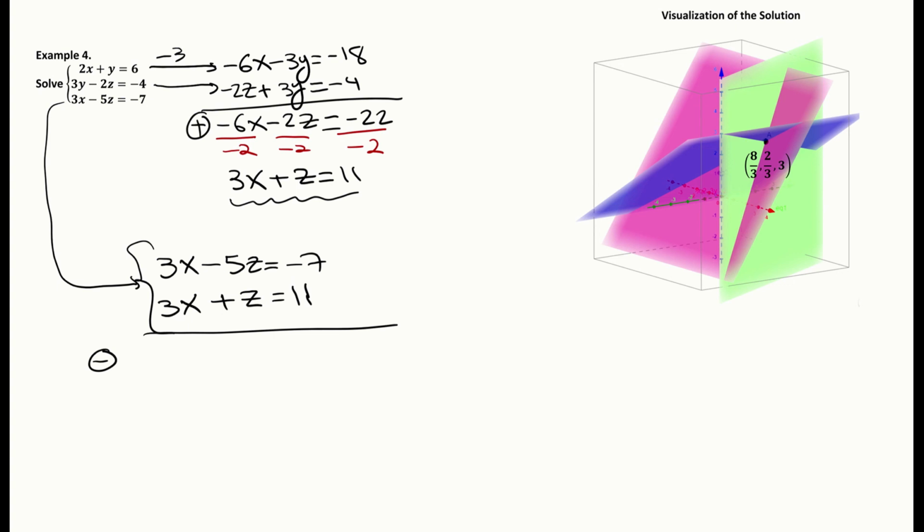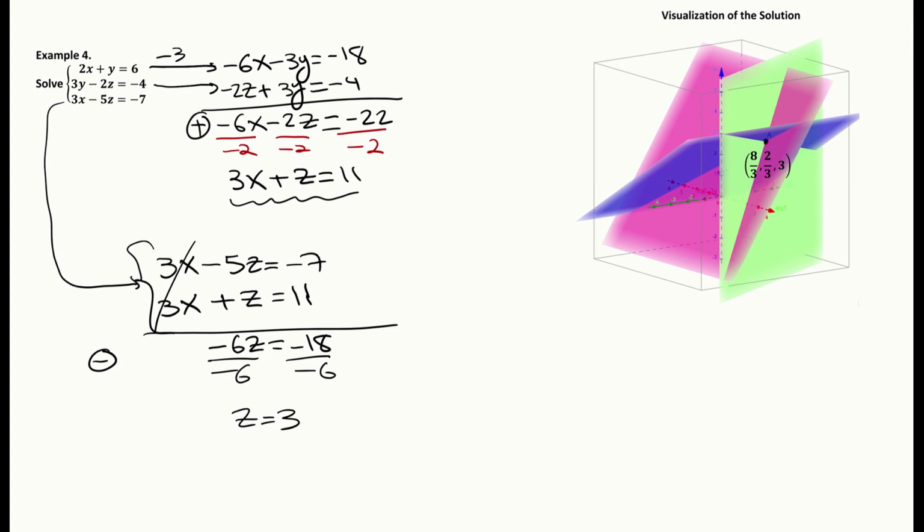So just be careful. 3x minus 3x gives us 0. They cancel out. -5z minus 1z gives us -6z. -7 minus 11 gives us -18. Divide both sides by -6 and we get z equals 3.